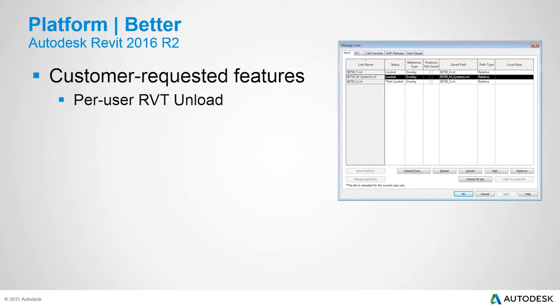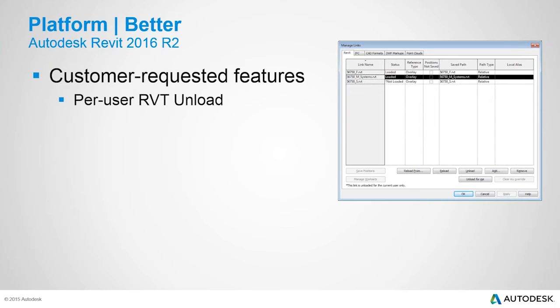Now here's a useful one. Again, it's another customer requested feature, per user RVT Unload. This Release 2 feature improves the workflow in collaborative environments when working with linked files by enabling users to unload links on a per user basis.